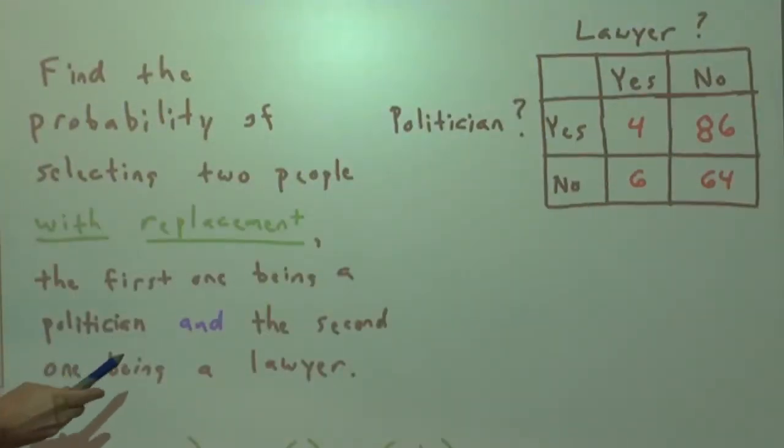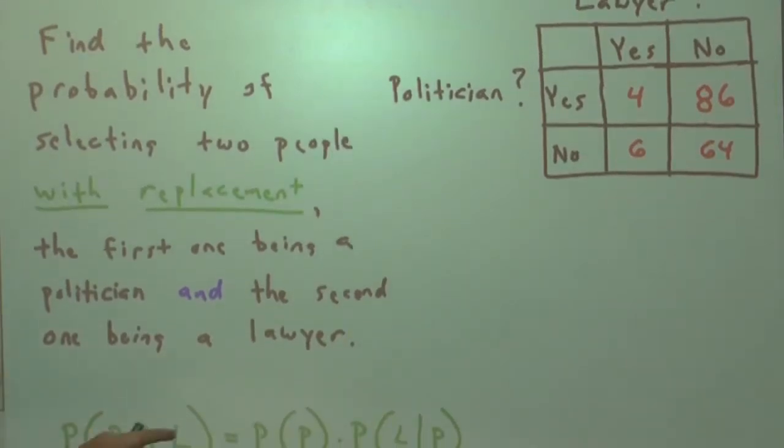But now, what if we do this? What if we're going to find the probability of selecting 2 people with replacement? We're going to replace them this time. The first one being a politician and the second one being a lawyer. That's when this formula is pretty darn handy to us. We would multiply. The word and means that we should multiply. So I'd rather this said and instead of intersection.